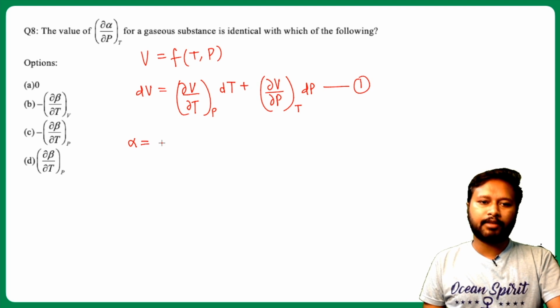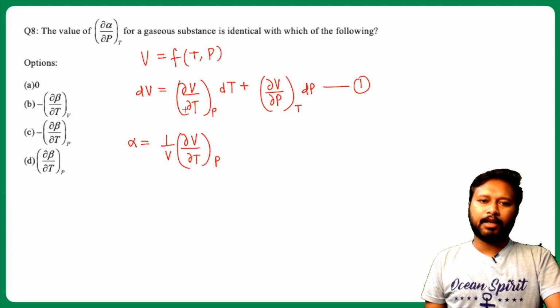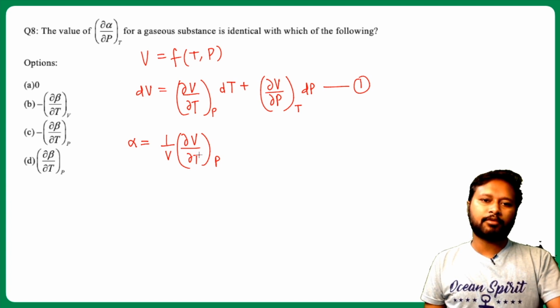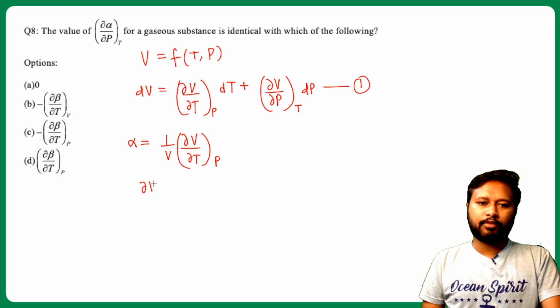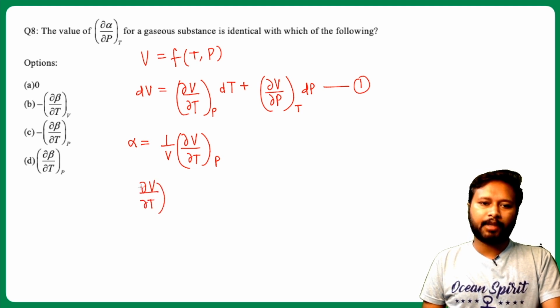So since alpha is equal to 1 upon V into del V by del T at constant P, that's what it is. And del V by del T at constant P is here also. So basically I can substitute the value here. I'm just going to write down that del V by del T at constant P is going to be alpha V. Let it be equation number 2. Okay, this is my equation number 2.